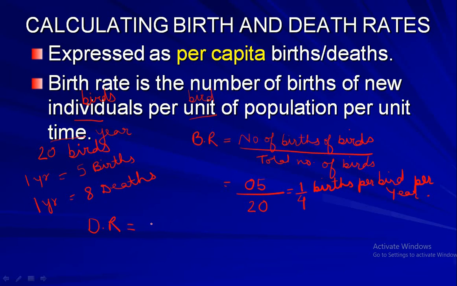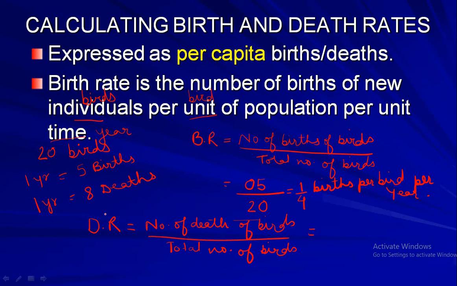And similarly for the death rate, that is DR. Death rate is equal to number of deaths of birds upon total number of birds. In this case the number of birds which have died is 8. So 8 upon 20 is equal to 2 upon 5 per bird per year. Clear? I hope you have understood how to calculate the birth rate and the death rate.